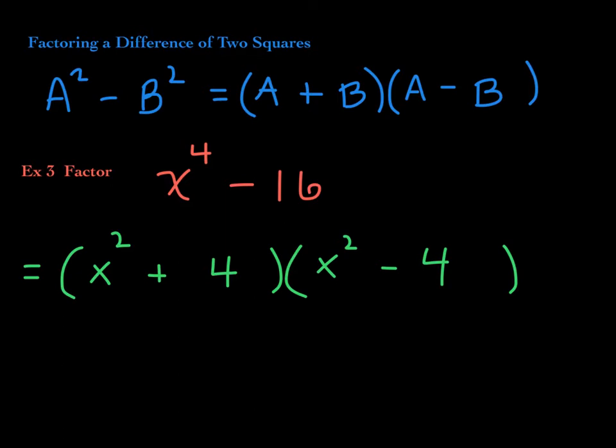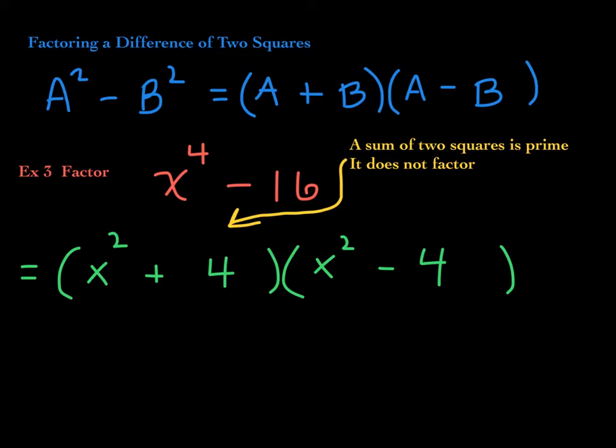I can see that I still have a difference of two perfect squares right here. It's a difference, and both x squared and 4 are perfect squares. So this is still a difference of two squares, so I should continue to factor. This, however, is not a difference of two squares, it's a sum of two squares. And a sum of two squares never, ever factors. A sum of two squares is prime, so do not factor this binomial any further.